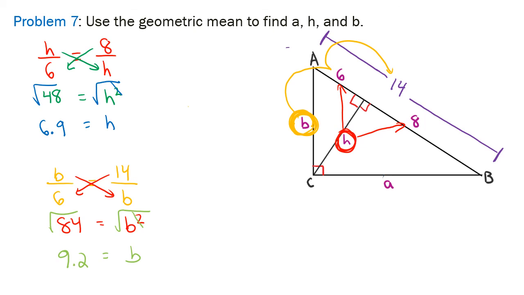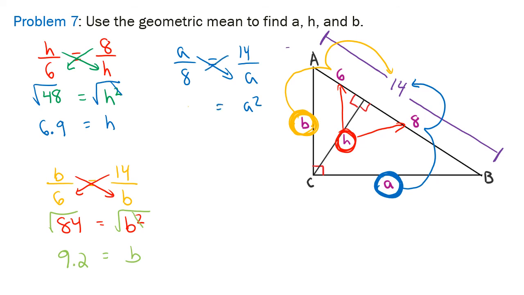And the last one, once again, this position gets repeated, and it's going to use the number 8 and then the 14. So once again, I'm going to set up a proportion where the number that's in this position, which happens to be A, will repeat itself, and the 8 is going to go in one fraction, and the 14 will go in the other. I'm going to multiply across, so I have A squared. 14 times 8 is 112. Square root. The square root of 112 is 10.6 when we round to the nearest tenth. And that's using the geometric mean.